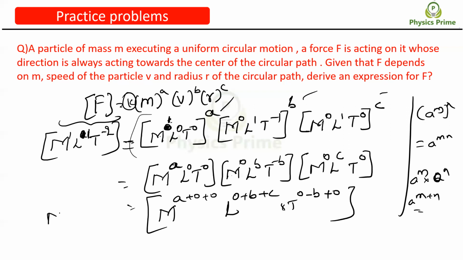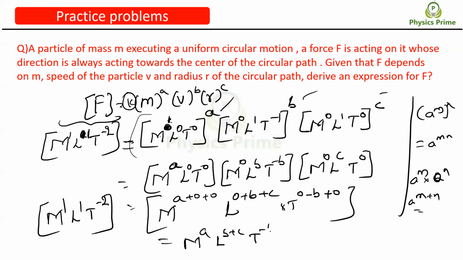But this should be equal to what? M power 1, L power 1, T power minus 2, right? Carefully equate it. What is this having? M power A, L power B plus C, T power minus B, right? Should be equal to, so left side, right side equal means whatever M power is in the left side term, that should be the M power in the right side term, right?